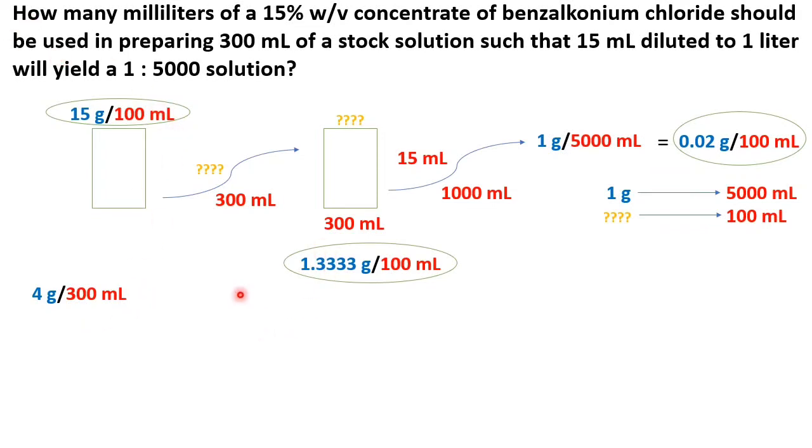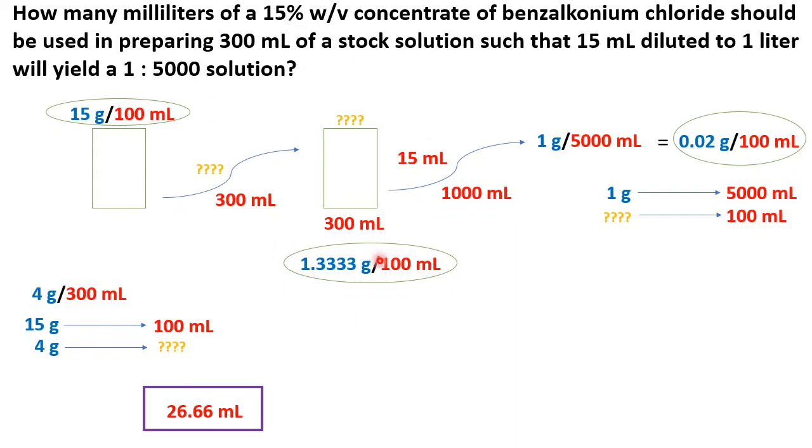And we know that this solution, in each 100 milliliters we have 15 grams. So from how many milliliters can we get 4 grams? It's a very simple cross multiplication. We multiply 100 times 4 over 15. So we get that we need 26.66 milliliters of this solution here to make this solution, and this is the answer.